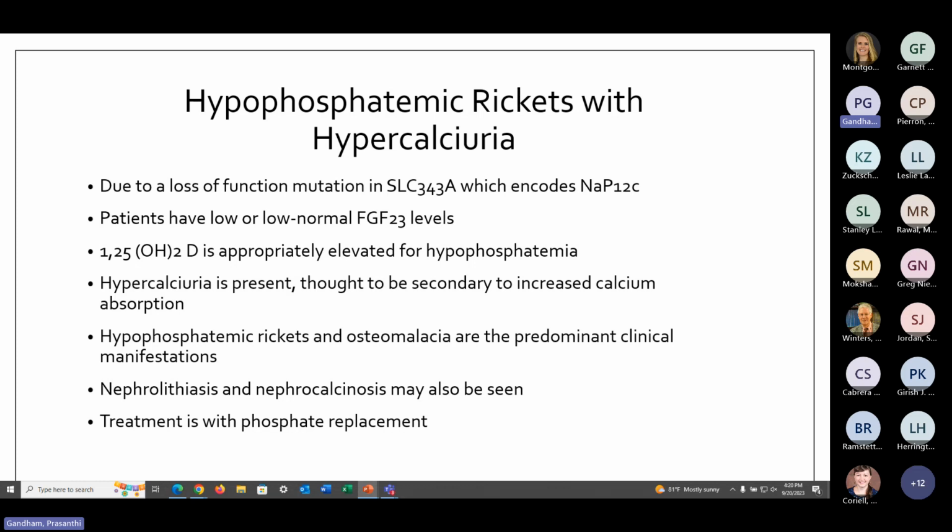And typically treatment is going to be with phosphate replacement alone. Because of the elevation in the activated vitamin D, giving calcitriol would just worsen the hypercalciuria and increase your risk of renal disease and nephrolithiasis.